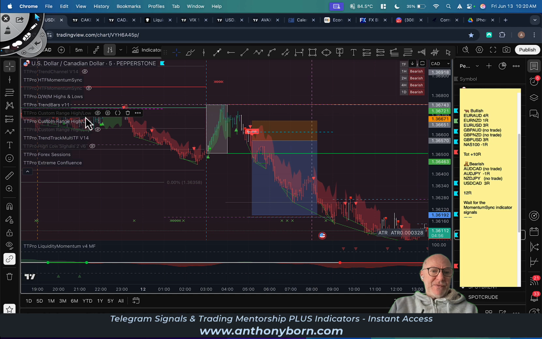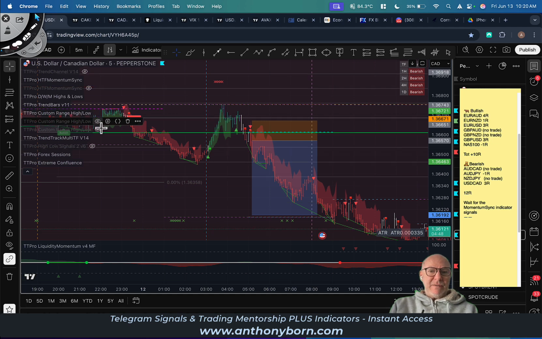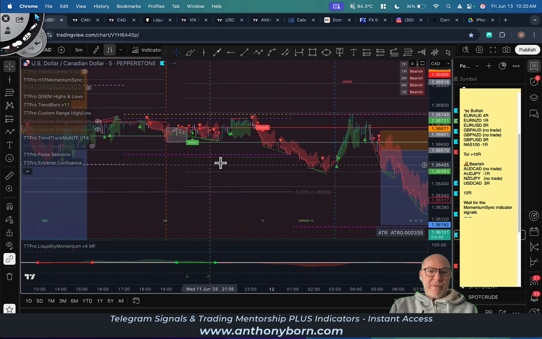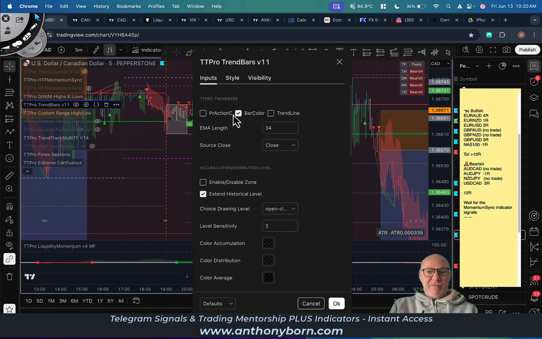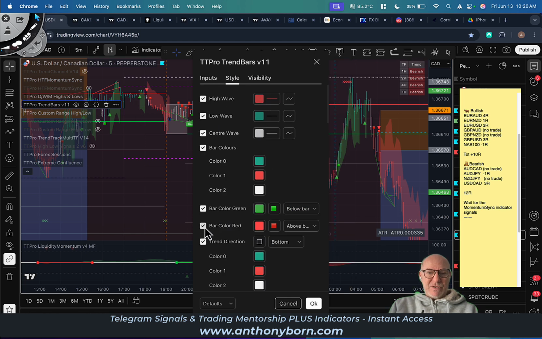All right, so I've got 3 instances of the custom range high and low. This one here I used for the Asia Open. That was a non-event. The trend bars, actually, I'm just going to come back over here. I do prefer not to show the bar color green and red. Oh, the bar colors, I don't mind. It's the signals. Let's just take those out.